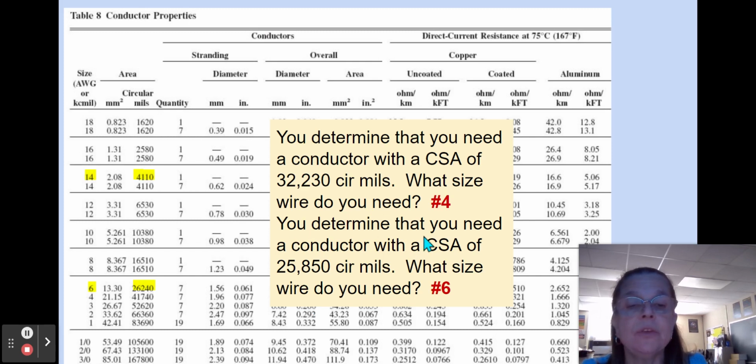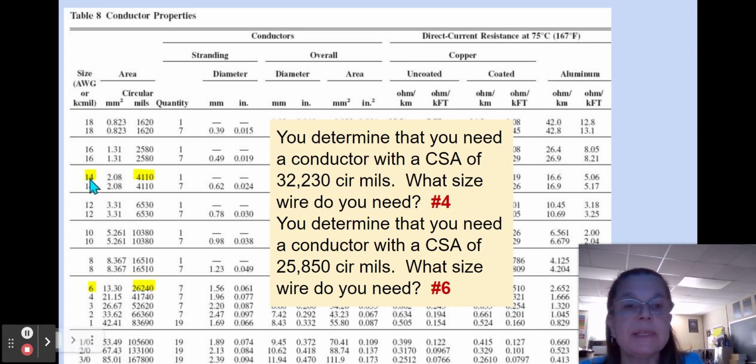What if I needed to determine what size conductor has a cross-sectional area of 25,850? So I have to keep looking. Well, we have 26,000. So we go from 16,000 to 26,000. 16,000 is too small. 26,000 is a little bit bigger than 25,850. So I can choose number 6.